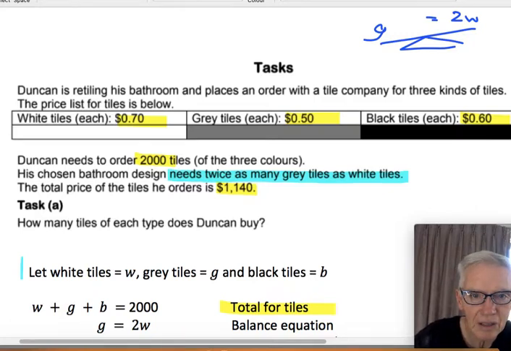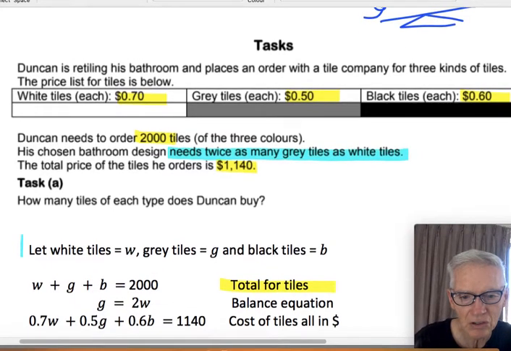Now let's go back here and we'll look at the next one. He orders 1,140. So the next one's all going to be in money. So 0.7, 0.5, 0.6 for each of those. Those are all in dollars. Don't mix your dollars and cents. Don't put that as 70, 70, 70 and this in dollars. You can have it all in cents if you like.